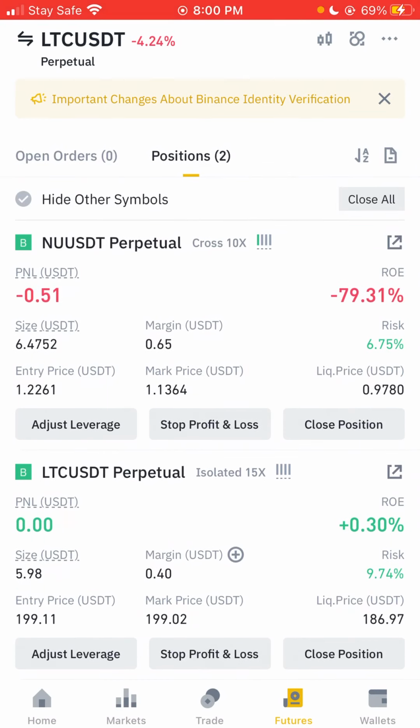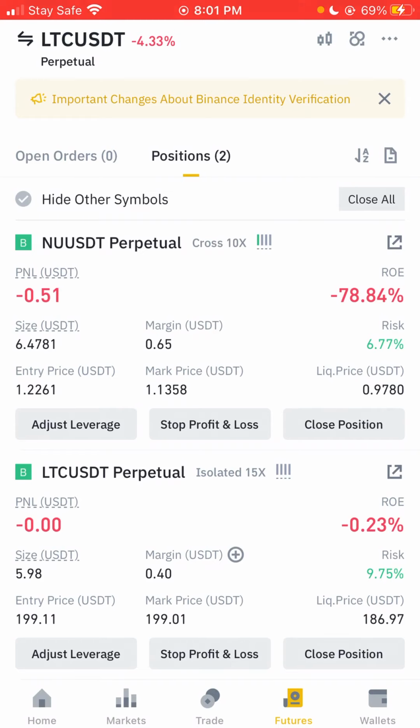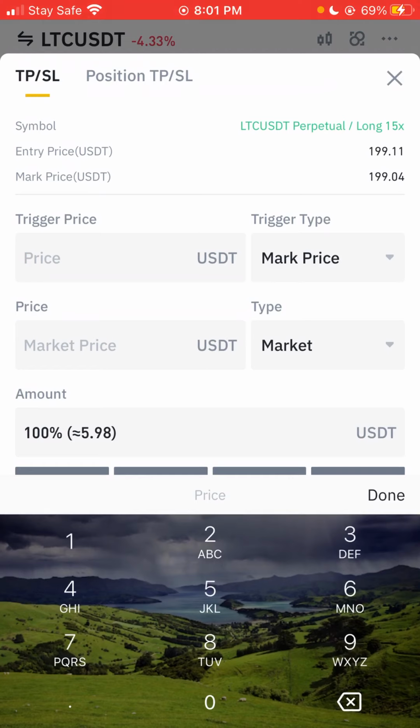You come to your orders. Can you see? LTC USDT perpetual. I'm on 0.53% minus 0.68%. I want to set my SL and take profit. I will click on stop loss/take profit.